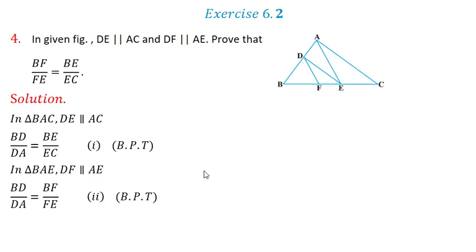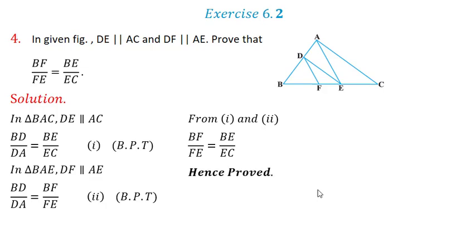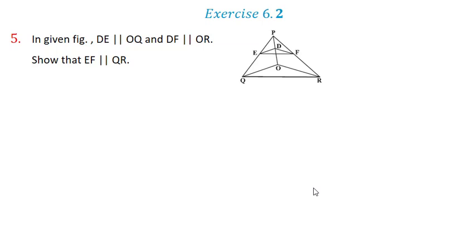Now observe this equation 1 and equation 2. You can conclude from these two equations that BF upon FE equal to BE upon EC. Isn't it very simple? Yes. So hence you have proved. Now let us go to next problem, question number 5.